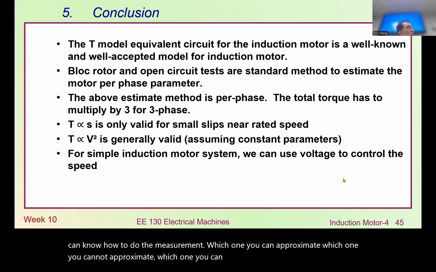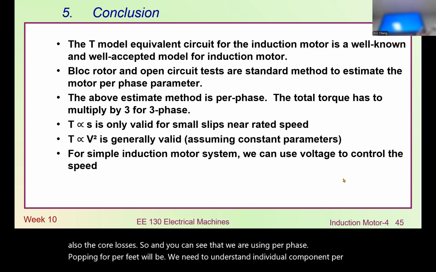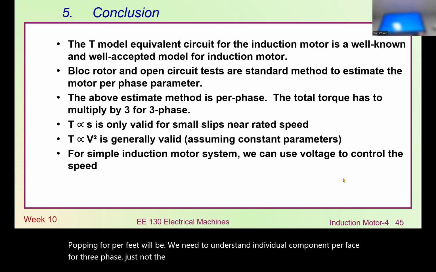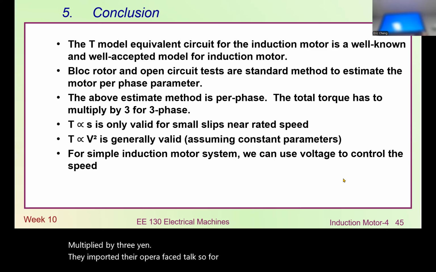And you can see that we are using per phase. Our problem for per phase will be we need to understand individual components per phase. For three phase, just now the torque equation, we did not multiply by 3 yet. That's important. They are all per phase torque. So for the full motor, you need to multiply by 3 because we have 3 phases. So do remember that. We are using per phase parameters, so we assume the three phases are balanced. If they're not balanced, the equation may not be too accurate.